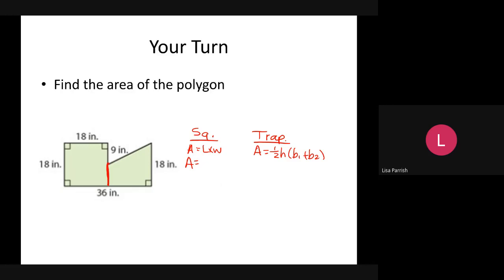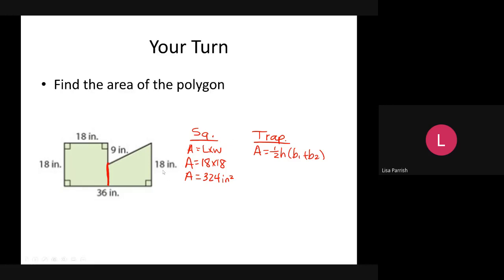So again, you can cover the trapezoid with your hand and you can easily see that the measurement of the square is 18 times 18. Write that down. Make sure you're doing all of your lines of work. 18 times 18 is 324. And what are we dealing with? Inches squared. So my square is 324 inches squared.